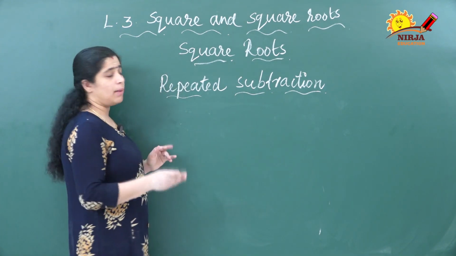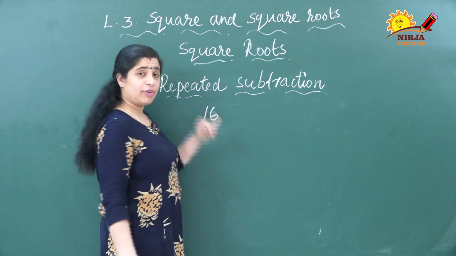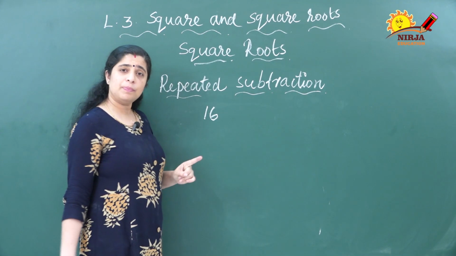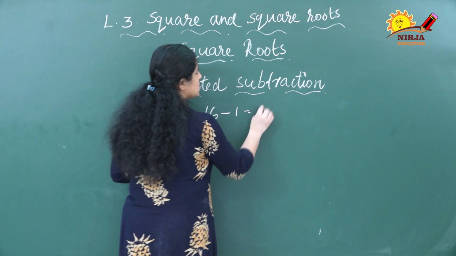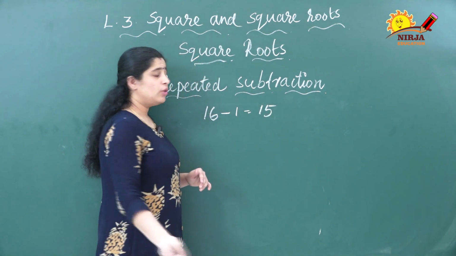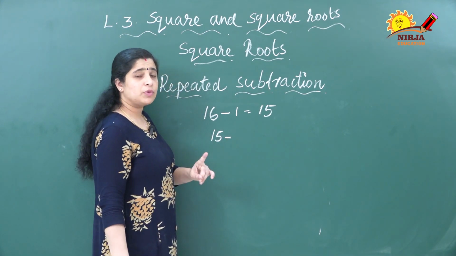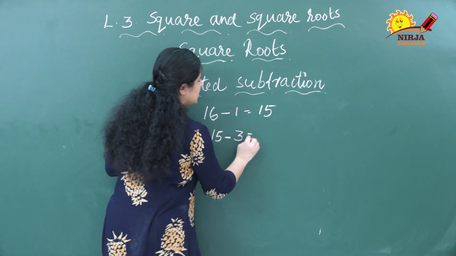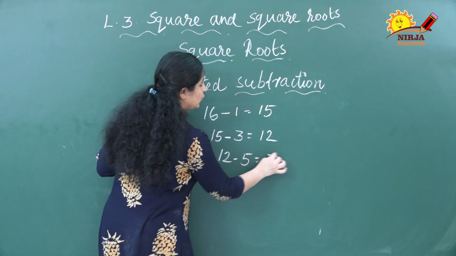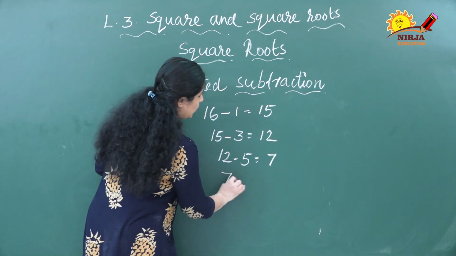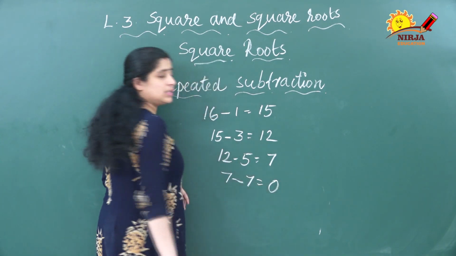So I am going to take the number 16 here. 16 is the square of 4, that you know, but we will find the value using repeated subtraction. First I am going to subtract 1, the first odd number. So 16 minus 1 is equal to 15. Again from 15 you have to subtract not 2, you have to subtract 3. 15 minus 3 you will get 12. Again 12 minus 5 you will get 7. The odd numbers are 1, 3, 5, and the next is 7. 7 minus 7 is 0.